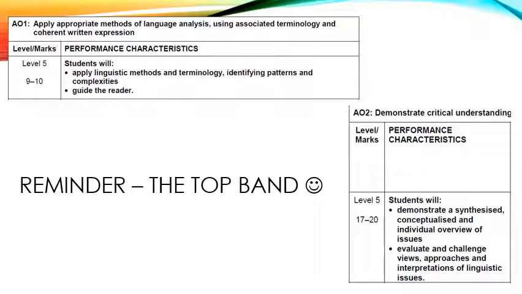So a reminder of the top band for AO1. Remember, AO1 is about methods of analysis, terminology and good academic written expression. So we need to apply linguistic methods, terminology and identify patterns and complexities. I need to be able to give different examples, I need to be able to use complex terminology, and that terminology needs to be peppered all the way through in a really convincing way. And then I also need to guide the reader with an academic writing style.